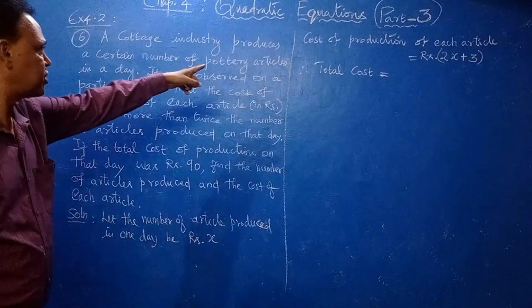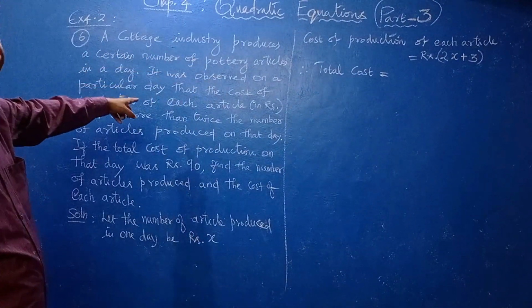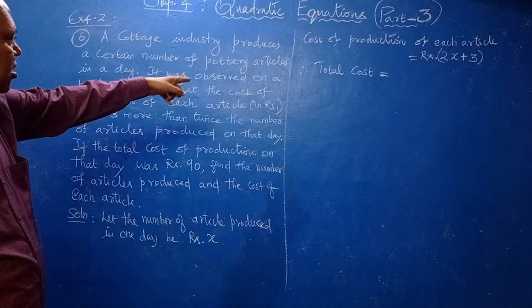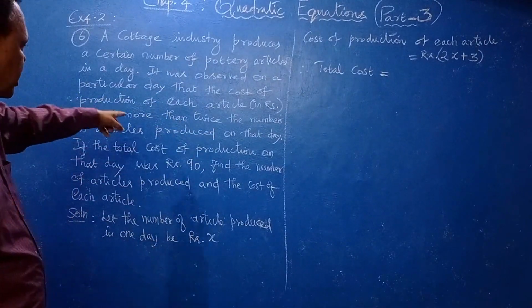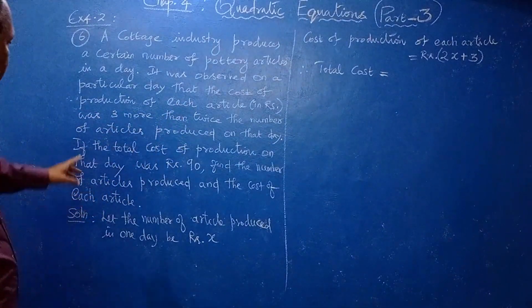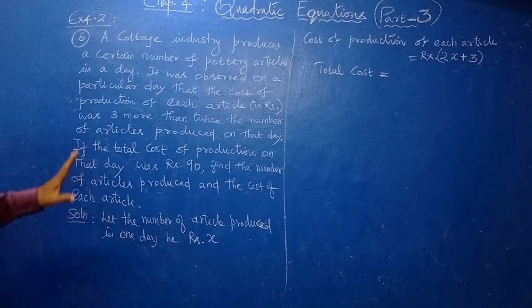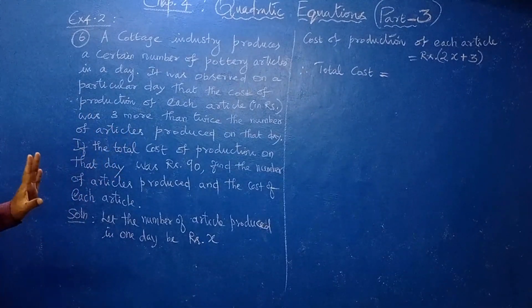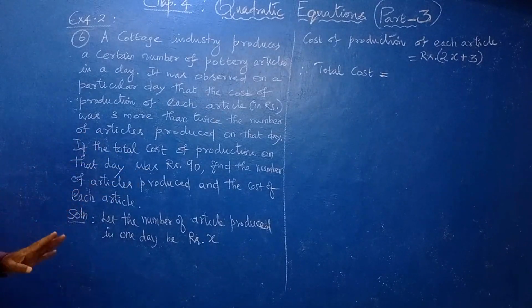The next problem, sixth problem. A cottage industry produces a certain number of pottery articles in a day. It was observed on a particular day that the cost of the production of each article was 3 more than twice the number of articles produced on that day. If the total cost of the production on the day was 90 rupees, find the number of articles produced and the cost of each article.